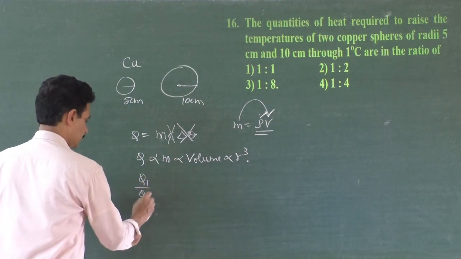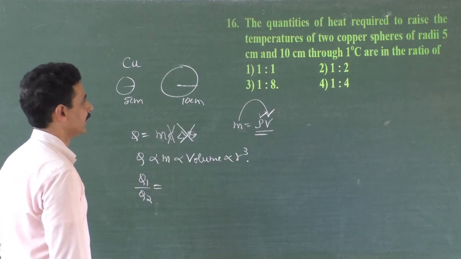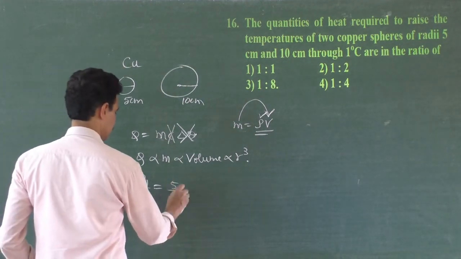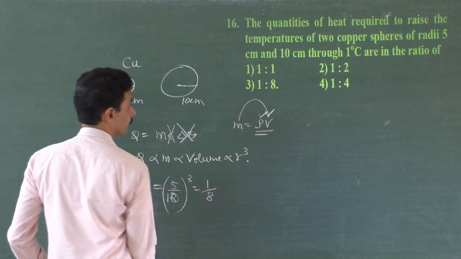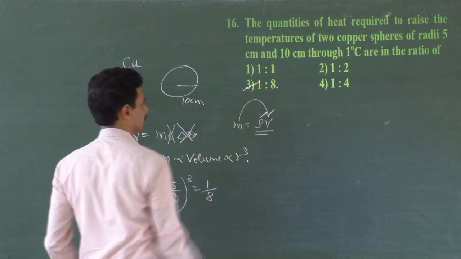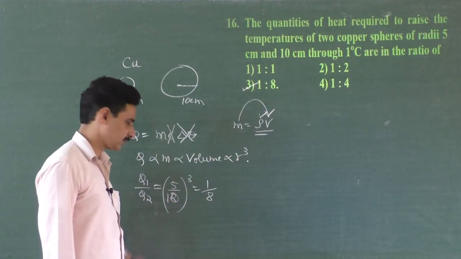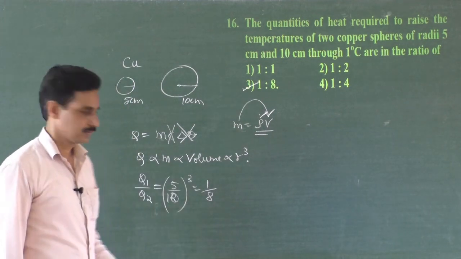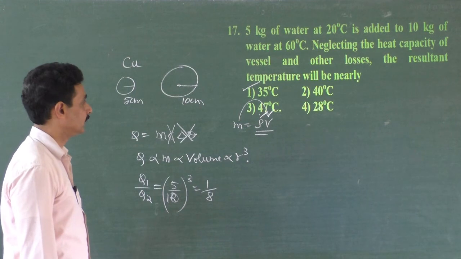Quantity of heat required 1, quantity of heat required 2. The heat capacity ratio is 5 cube by 10 cube, which is 1/8. This is option 1:8. So 5 by 10 whole cube, that is 1/2 whole cube, 1:8. So that's how you can solve it. Okay, we'll move on.